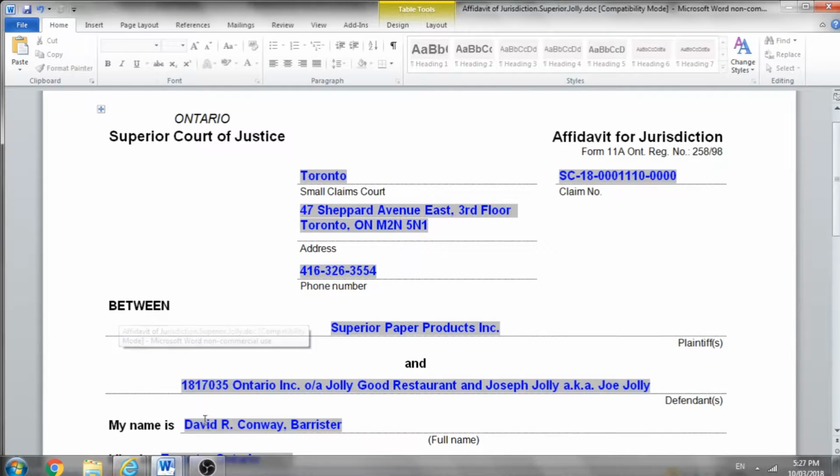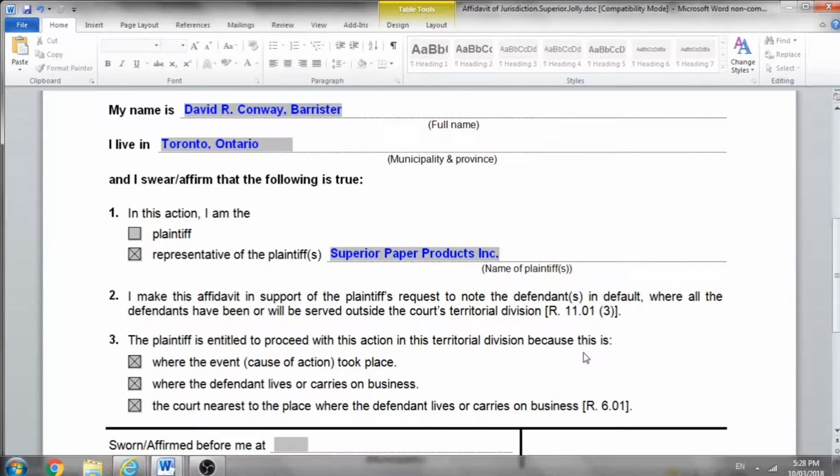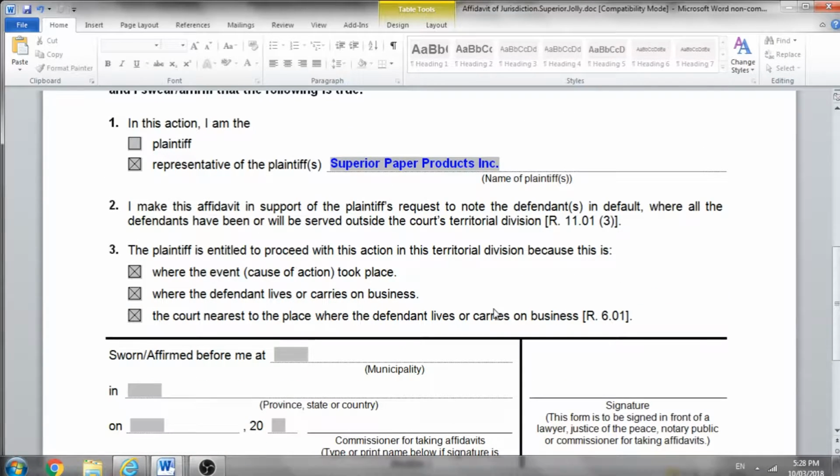Now, sometimes there is another document called an affidavit for jurisdiction. Affidavits for jurisdiction typically are required in situations where all of the defendants are being served with the plaintiff's claim outside of the court's territorial jurisdiction. But sometimes a clerk may request an affidavit for jurisdiction if even one of the defendants is being served outside of the court's territorial jurisdiction. Very simple document to fill in and to complete.